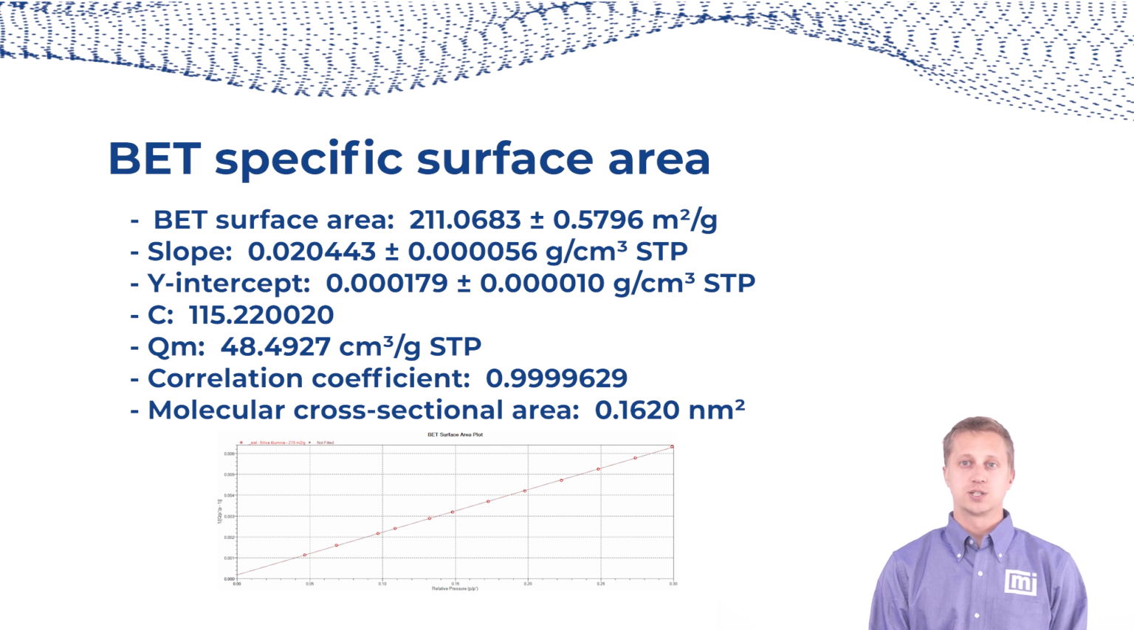We can also see our slope and our y-intercepts, as well as our C-value, our monolayer coverage, our correlation coefficient, and the molecular cross-sectional area of nitrogen. In this case, when we look at the BET surface area data, the first two things that I look at are the C-value, to confirm that it is a positive number, and then also the correlation coefficient, and ensure that it starts with at least 0.999. Generally, when these criteria are satisfied, it means that the BET surface area data that you've collected is accurate.